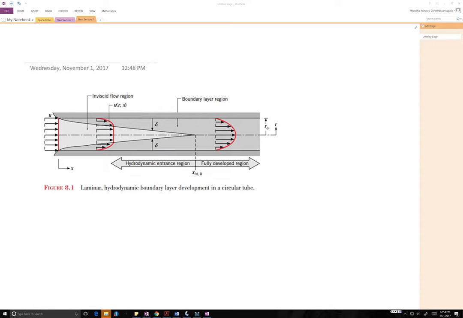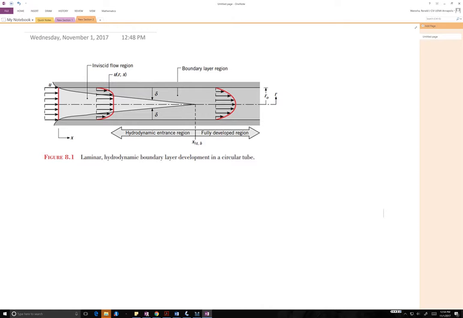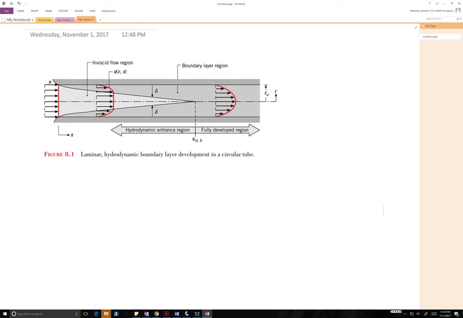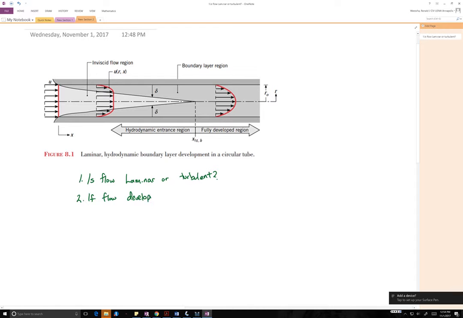This video just explains some of the very basic things about internal flow and what some of the considerations are, right? So the two things we kind of led off with in class were that for internal flow, we need to ask ourselves both: is the flow laminar or turbulent? And second question, is the flow developing or fully developed?